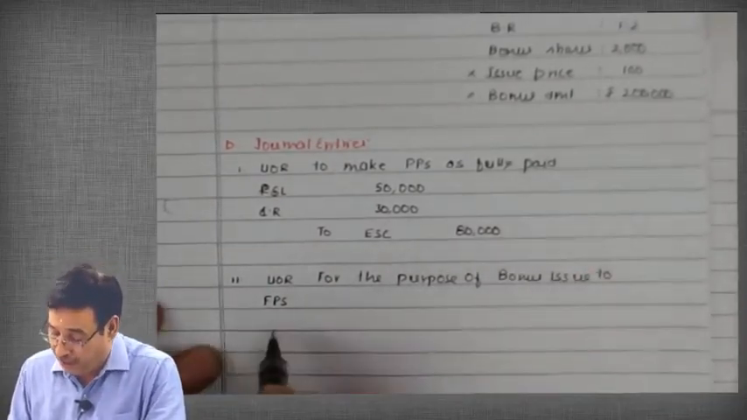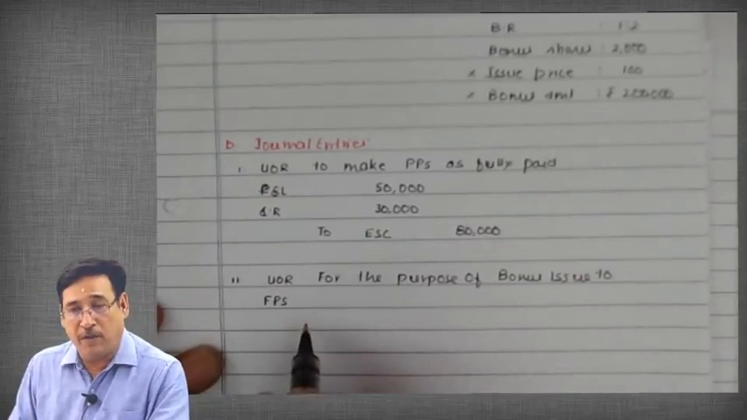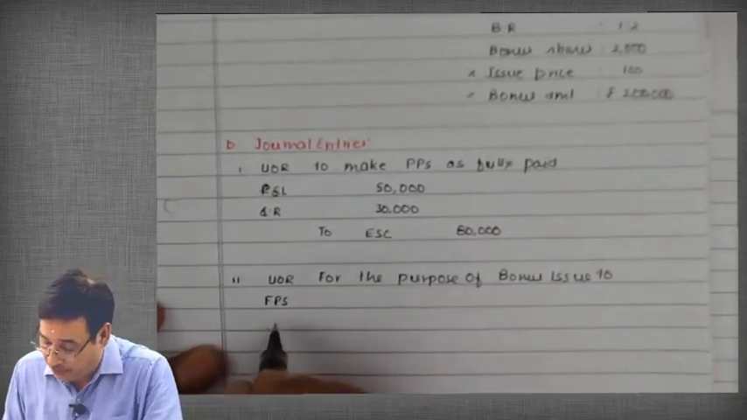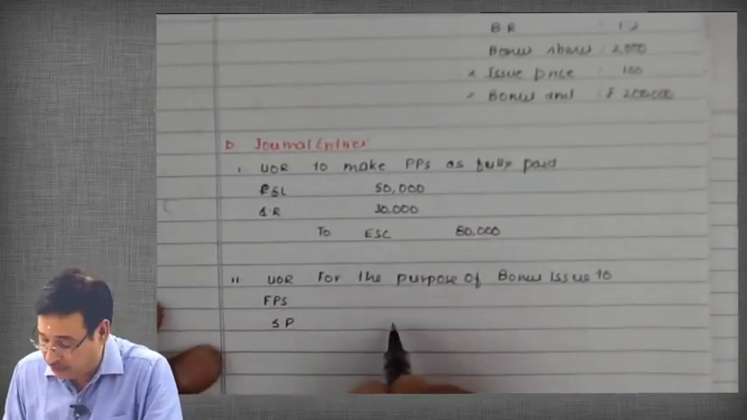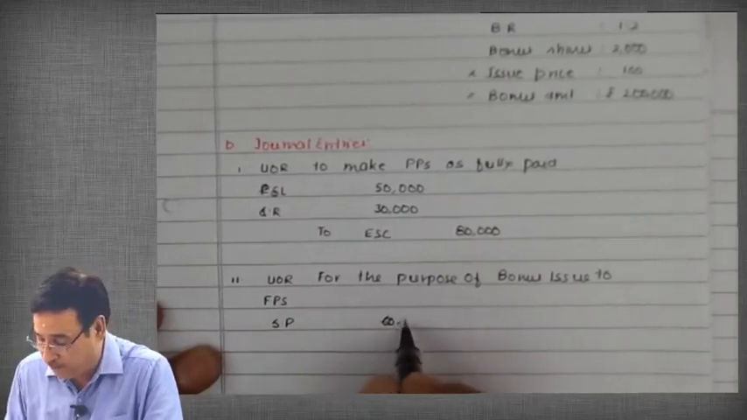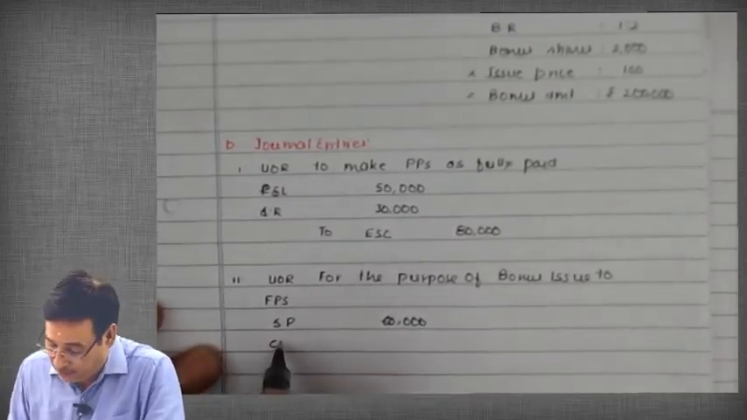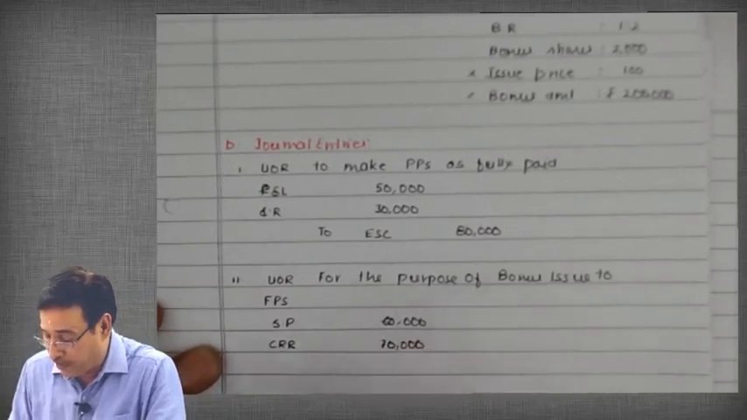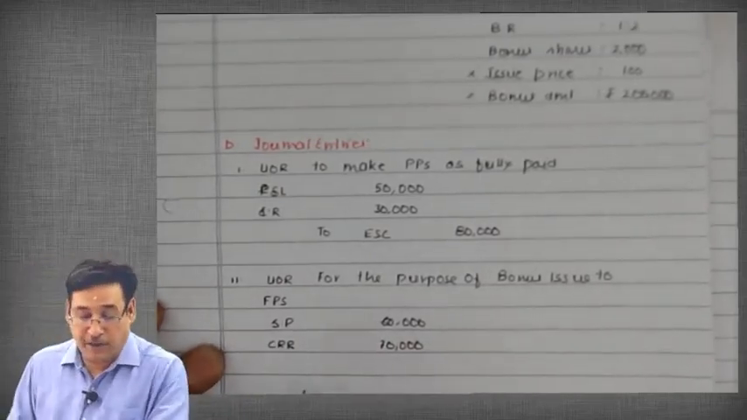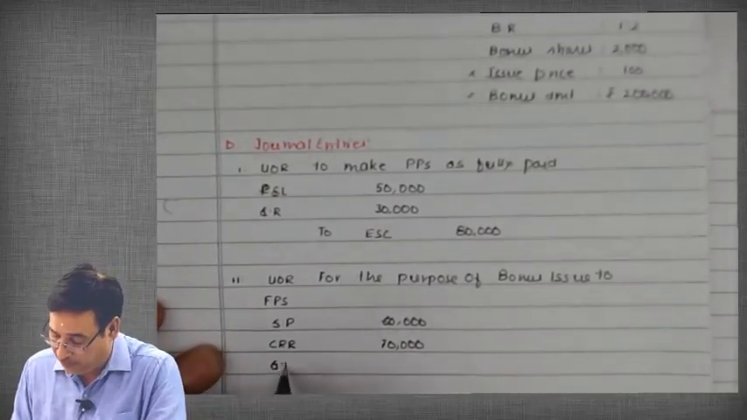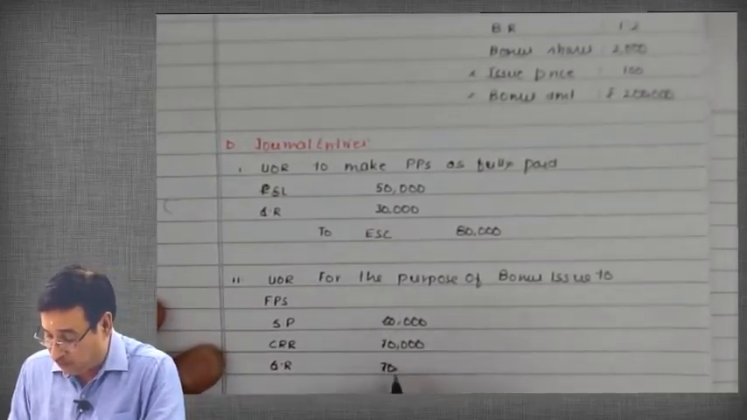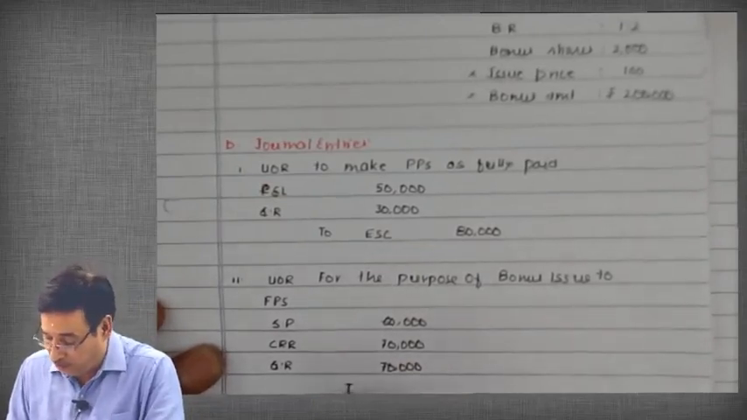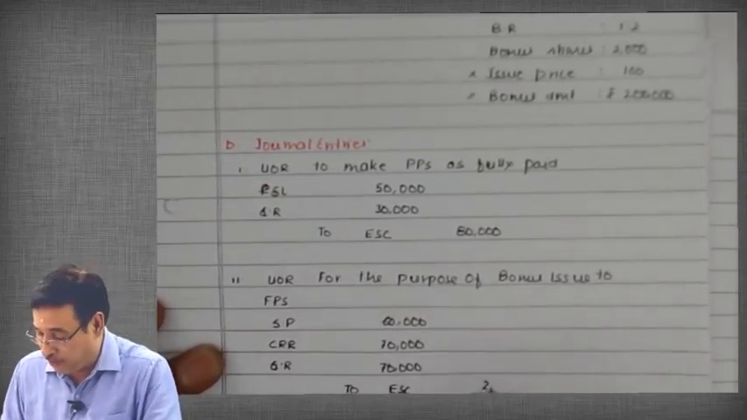So we require 2 lakh, but when we make such a bonus, we always go first for capital nature reserves. Now the security premium balance is there, that happens to be 60,000. You are going to pick up 60,000. Then you require capital redemption reserve. That happens to be 70,000. Still there is a shortage of 70,000. We can easily fall upon general reserve. There is a balance in general reserve to the extent of 70,000. Then I am going to write here to share capital, equity share capital. Now equity share capital is 2 lakh.